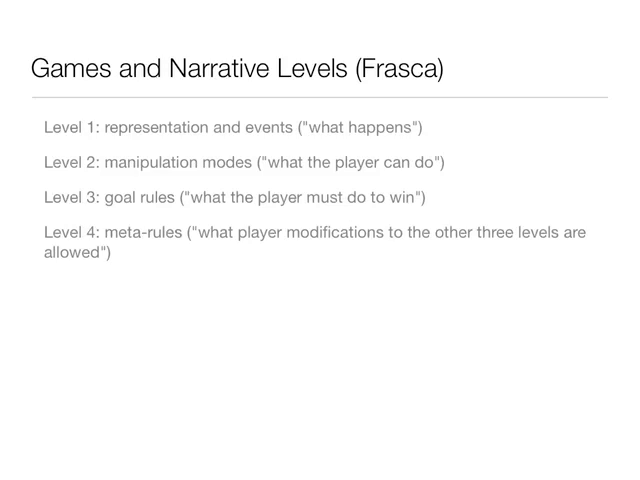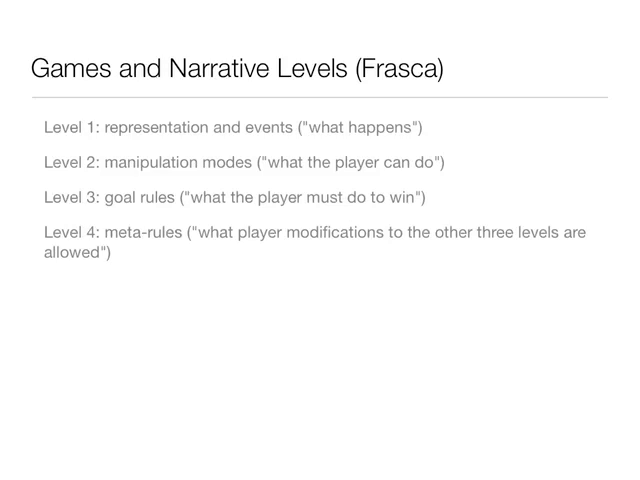At level 3, we have now the goals of the game. The goal rules also have a narrative level here, and this is what the player must do to win. So we have the level where things are happening, the level of what the player can do, and now we have the level of what the player must do by the winning or losing conditions imposed by the game.